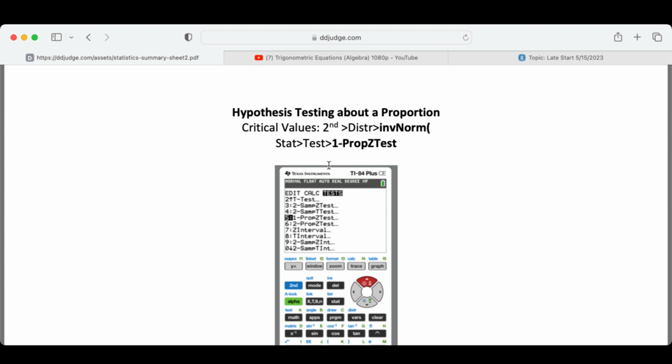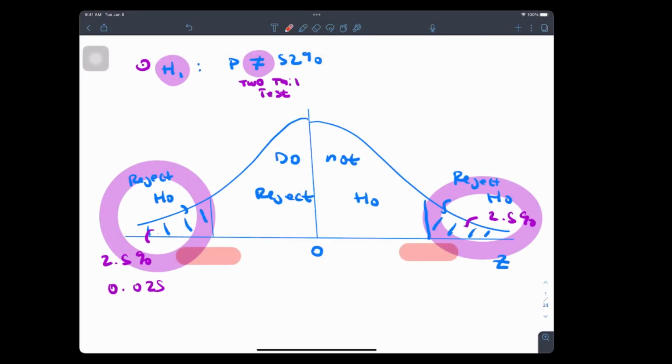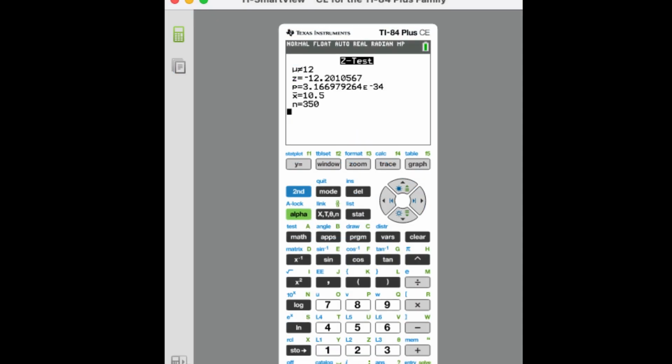So how do we get our critical values is what I'm saying. What do you use? Inverse norm. If you remember, we were using inverse norm. So we've got to go to the calculator. And in the calculator, remember this, we have to go to stat, distribution, inverse norm. This is going to give us the critical values in our decision rule.